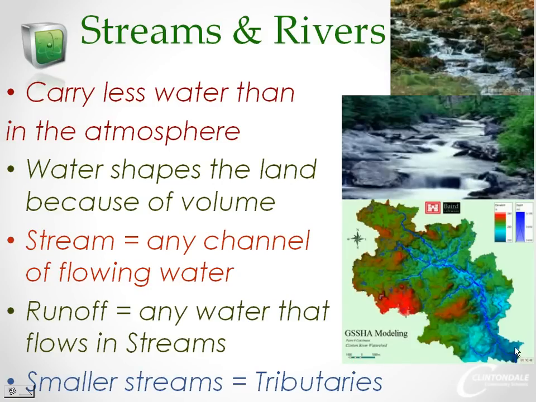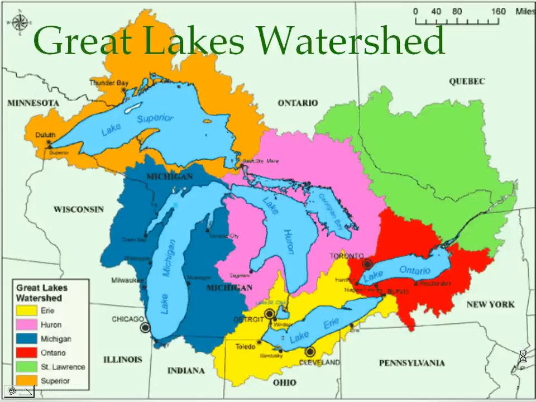This is called a watershed. This is a watershed of the Clinton River. And let's say Clintondale is right about here. So if it rains here, the water will follow a pathway to this tributary. This tributary will then drain into the Clinton River, which will then go out into Lake St. Clair. Eventually that water in Lake St. Clair will go down the Detroit River to Lake Erie, down the Niagara River to Lake Ontario, to the St. Lawrence Seaway, and eventually out to the Atlantic Ocean.